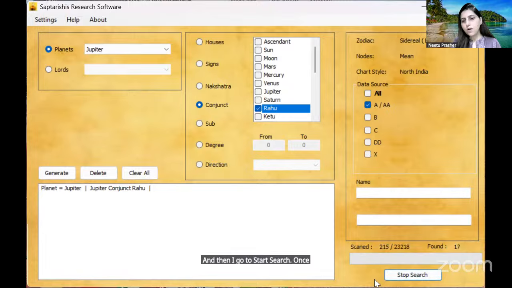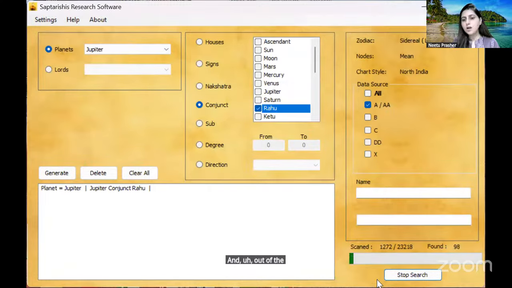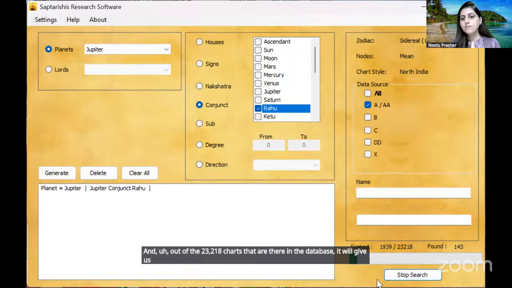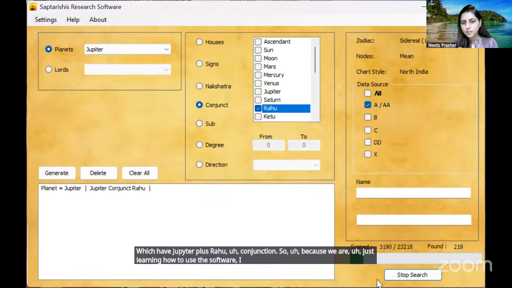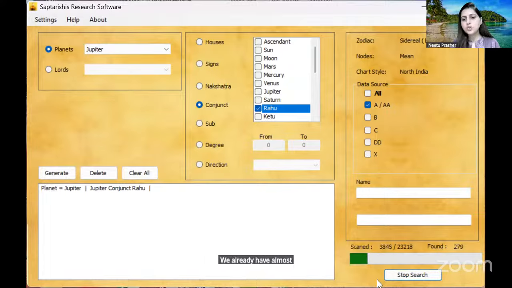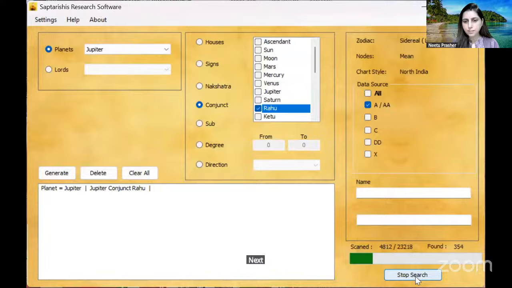Once I click on the bottom right corner start search, it will start scanning charts, and out of the 23,218 charts that are there in the database, it will give us charts which have Jupiter plus Rahu conjunction. Because we are just learning how to use the software, I will not complete the entire search. It has already searched almost 4,000, 5,000 charts. So I'm stopping the search, and I will show you the next step.